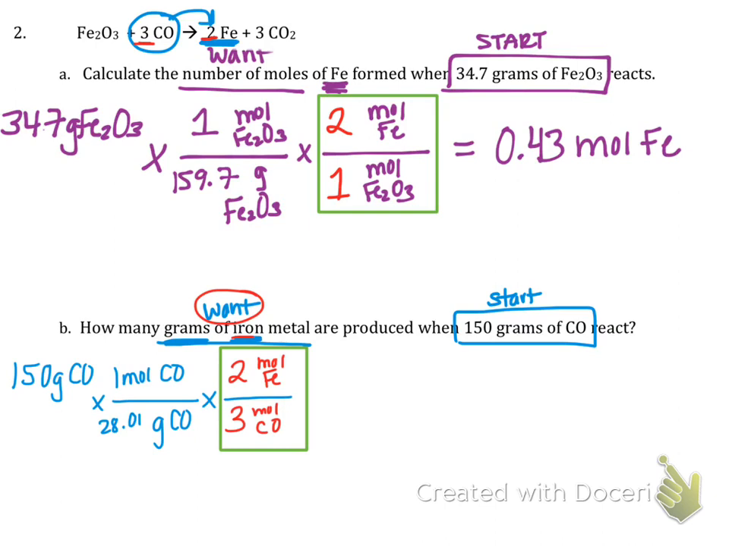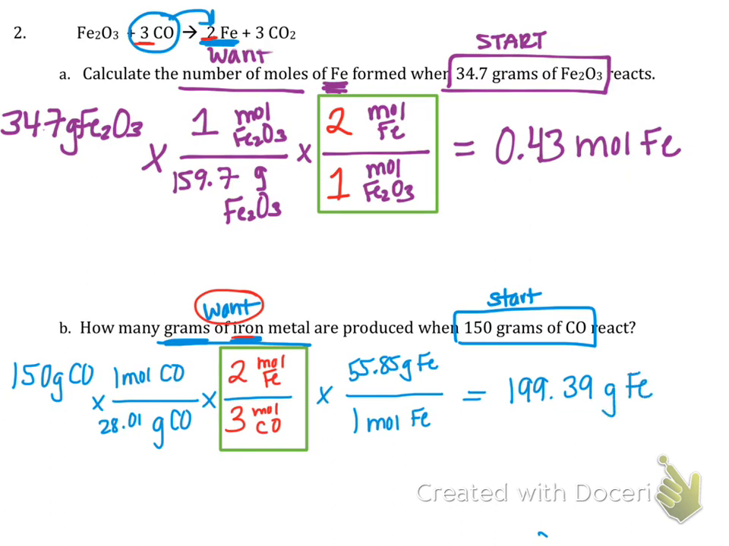Now I can't stop here because I want to get to grams. Because I want to get to grams, I have to do one more conversion. I am going to write for every 1 mole of iron, it weighs 55.85 grams. So now I have my full conversion. I should be able to get the answer, which I believe is 199.39 grams of iron. All right, good luck on your quiz.